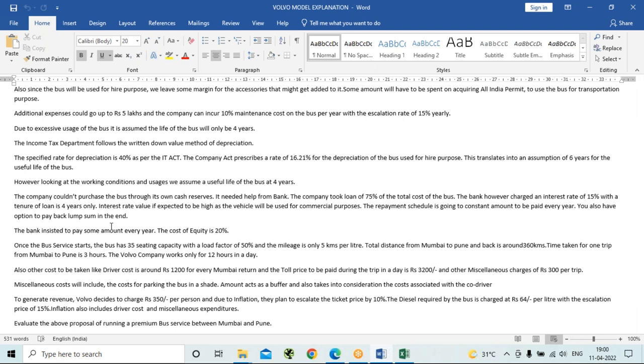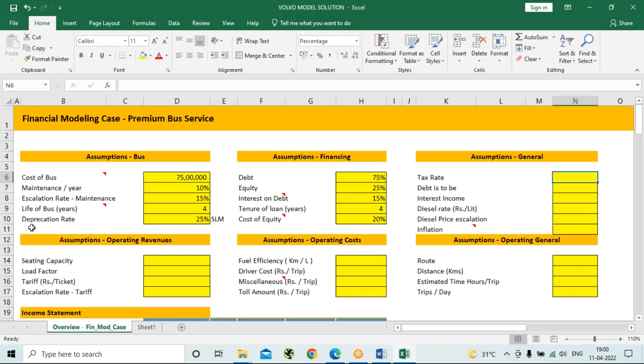Yes. So the next thing is, once the bus service starts, it has a 35 seating capacity with a load factor of 50%. So let's put this information. This information is going to be under the operating revenues. So let us add this. The seating capacity of the bus is going to be 35. Then the load factor: if it is going to be loaded at a minimum of 50%, what could be our revenue?